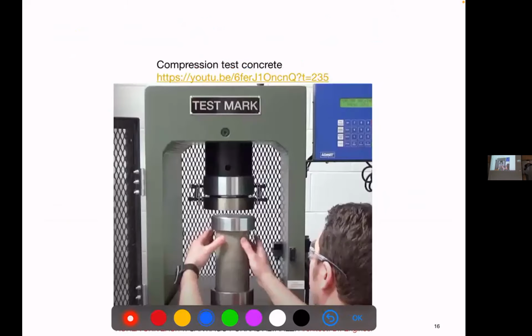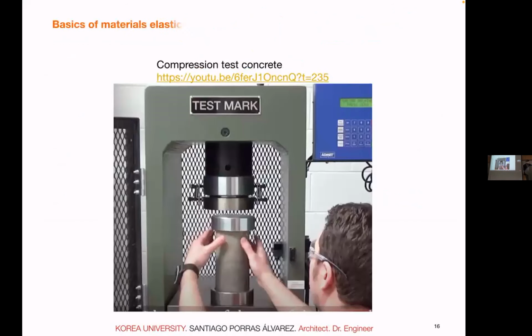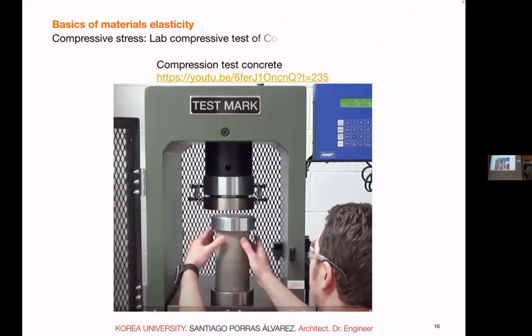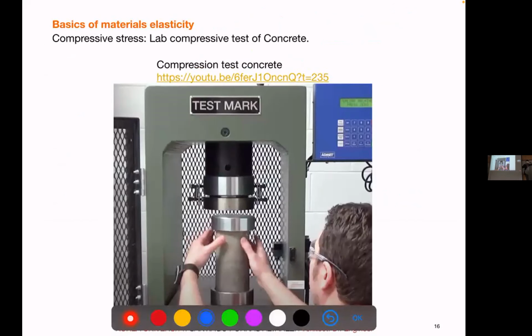So let's see if the first video works. This is how we do the compression test of concrete in the laboratory. You see this is protected because the failure is explosive, right? So you have to protect yourself. But see the care, they have to put two caps to make sure it's totally horizontal, the load is totally centered, and there's not any distortion on that thing.